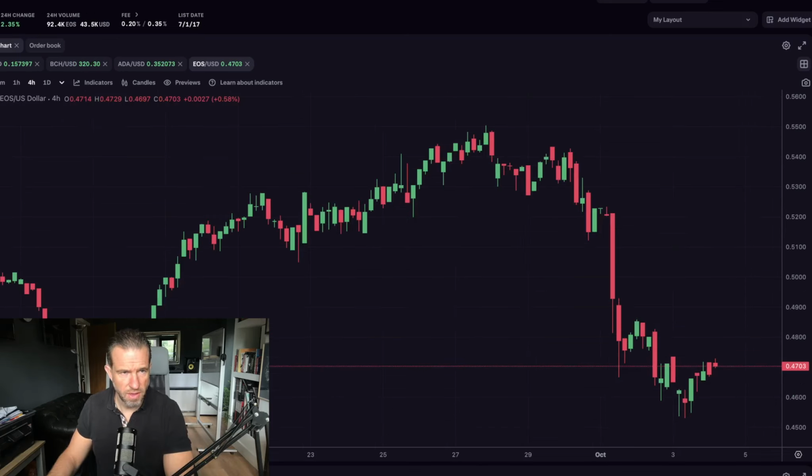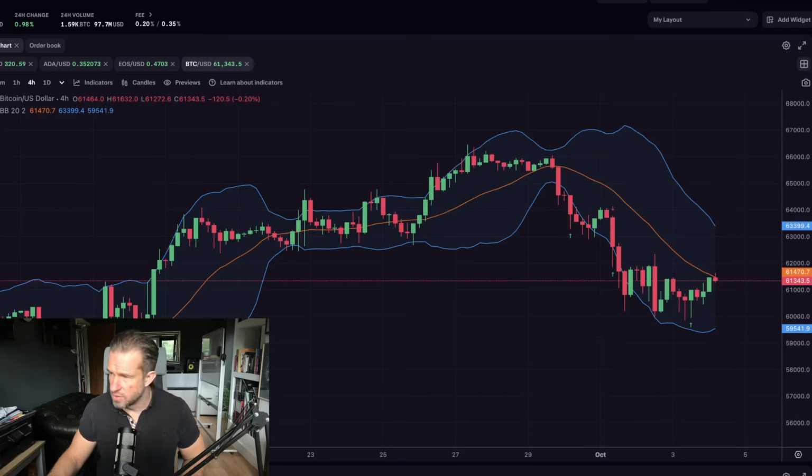So EOS is possibly setting up. That's EOS against the dollar. However, I'm not convinced, so I'm going to disregard that one. Okay, so next indicator is Bitcoin against the dollar.